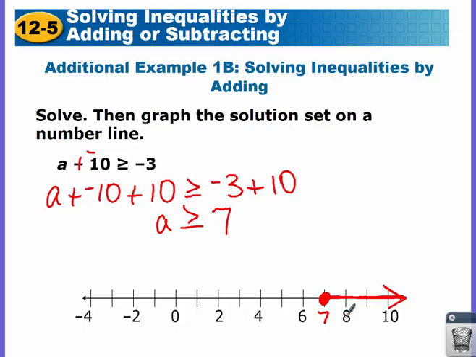So I come up to the problem. I go back to the original problem. 8 plus -10, is that greater than or equal to -3? Well, 8 plus -10 gives me -2. So yes, that is a true statement. So that one works. Why don't you try one on your own?